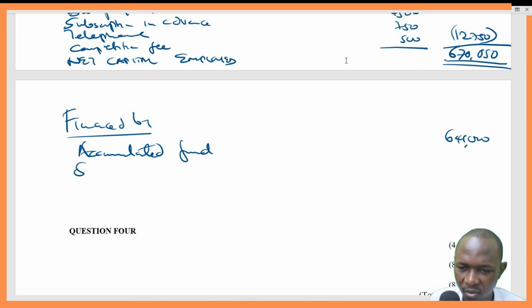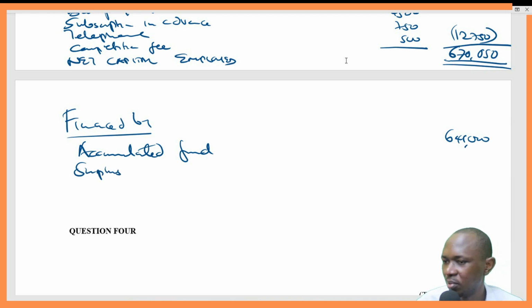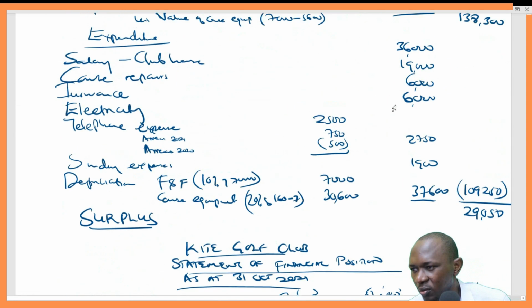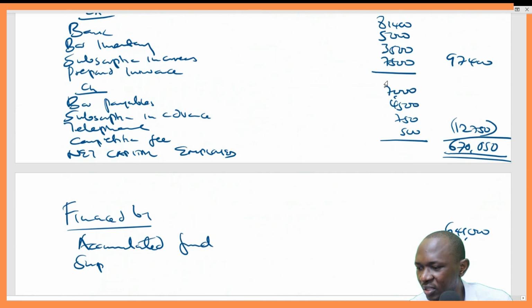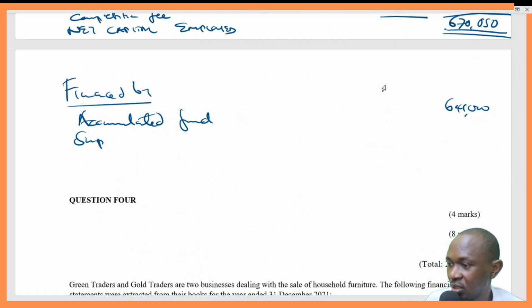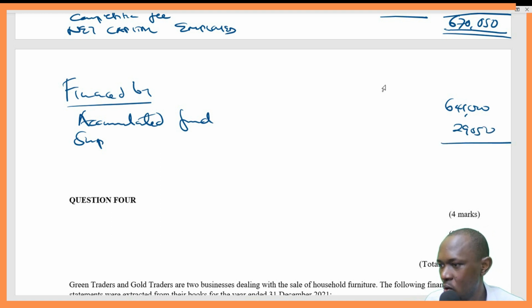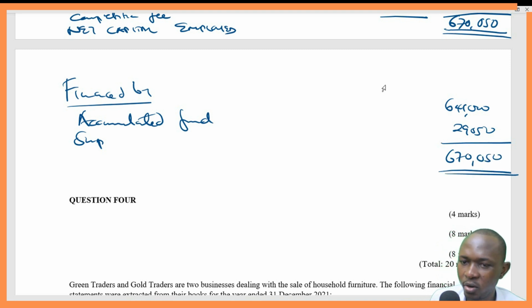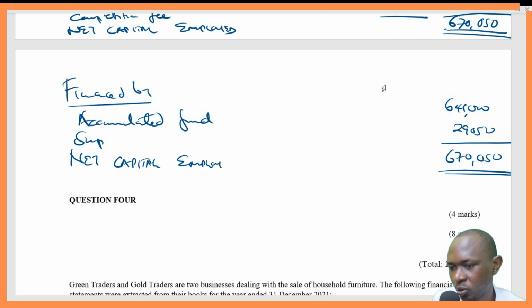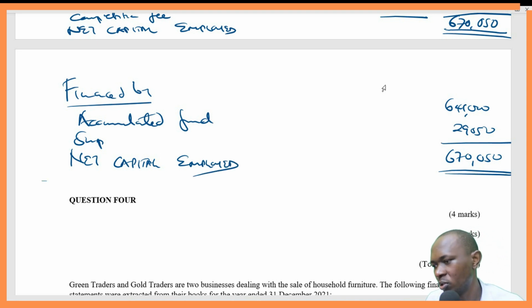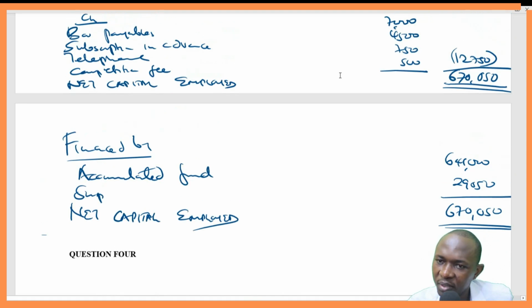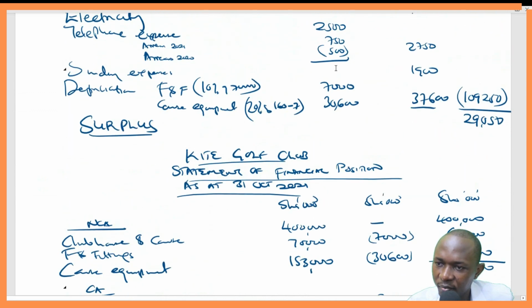And then of course we have surplus. Surplus, with no drawings, 29,050. Profit balances, 29,050. And voila, there we go. It has balanced. So this is done. Net capital employed, 670,050, 670,050. That is the end of this question.